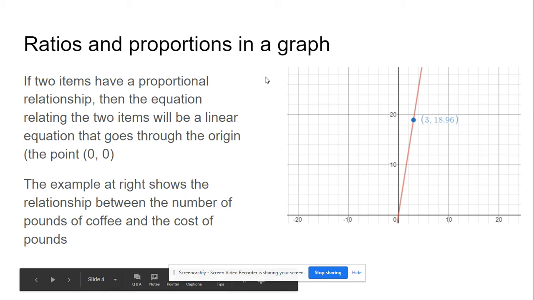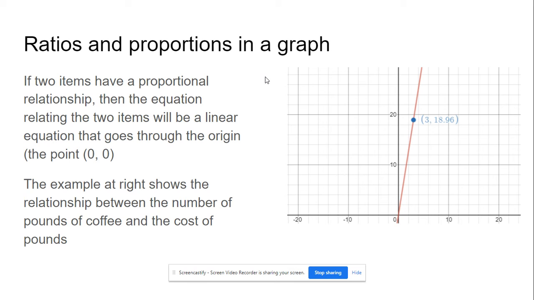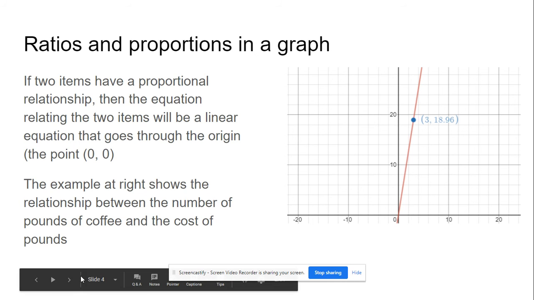Ratios and proportions in a graph. Two items have a proportional relationship when the equation relating the two items is a linear equation, and most importantly, that the linear equation goes through the origin, the point (0, 0). The example on the right shows the relationship between the number of pounds of coffee and the cost. I've gone ahead and put the point (3, 18.96) on there to show you that that point is on the graph of the equation.